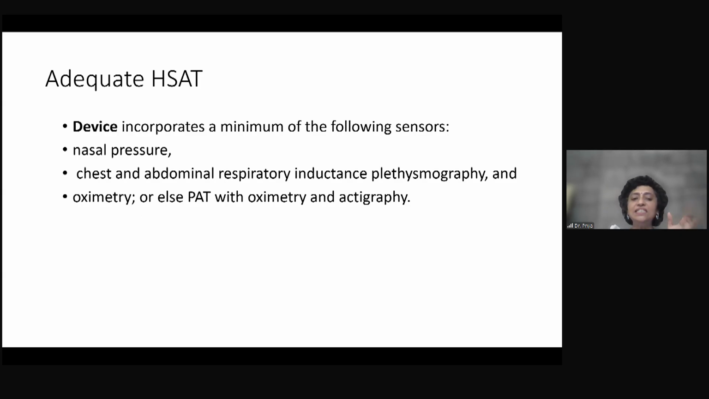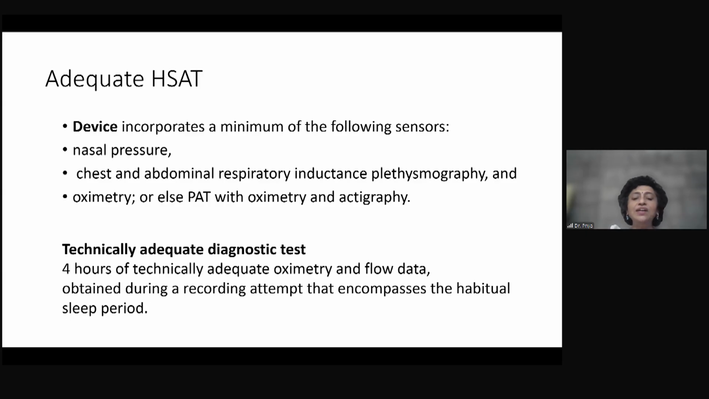It should have at least a nasal pressure transducer, chest and abdominal respiratory inductance plethysmography, and an oximetry. So these are the minimum. But having an EEG channel and EOG channel adds to the diagnostic accuracy and gives us the total sleep time of the patient. When will you call a sleep study technically adequate? At least 4 hours of adequate oximetry and flow data should be obtained, and or at least 4 hours the patient should have slept. That is the adequate test.